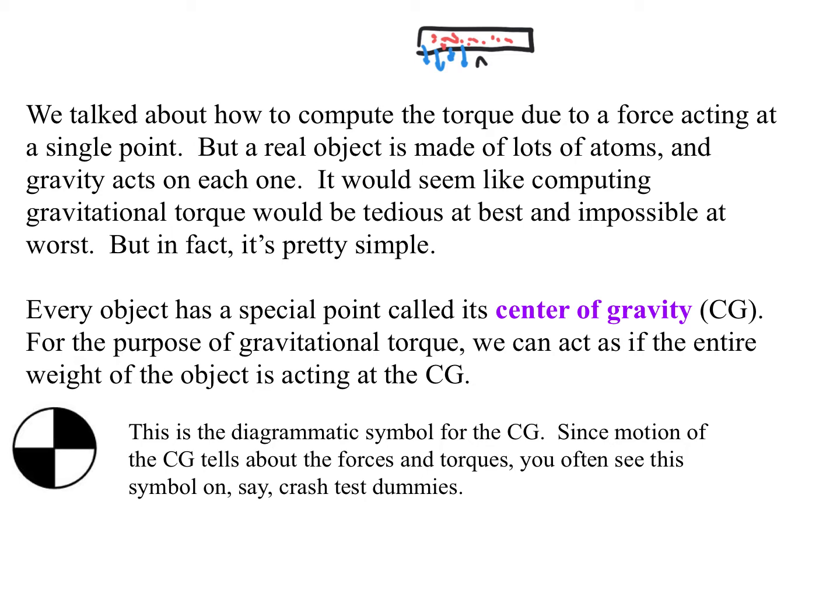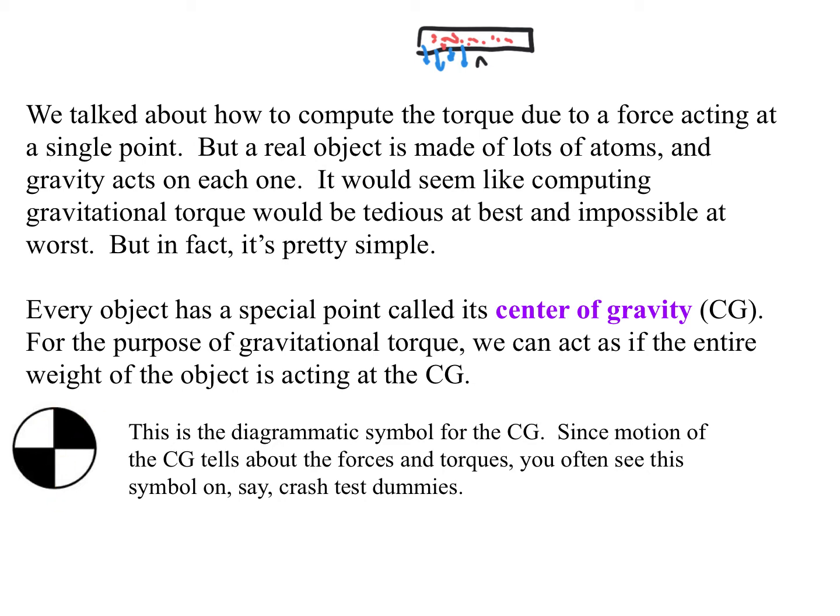It would seem that computing the gravitational torque would be tedious at best and impossible at worst, but in fact it's pretty simple for the following reason. Every object has a special point called its center of gravity. For the purpose of gravitational torque, we can act as if the entire weight of the object is acting at the center of gravity. Over here we have the diagrammatic symbol for center of gravity.